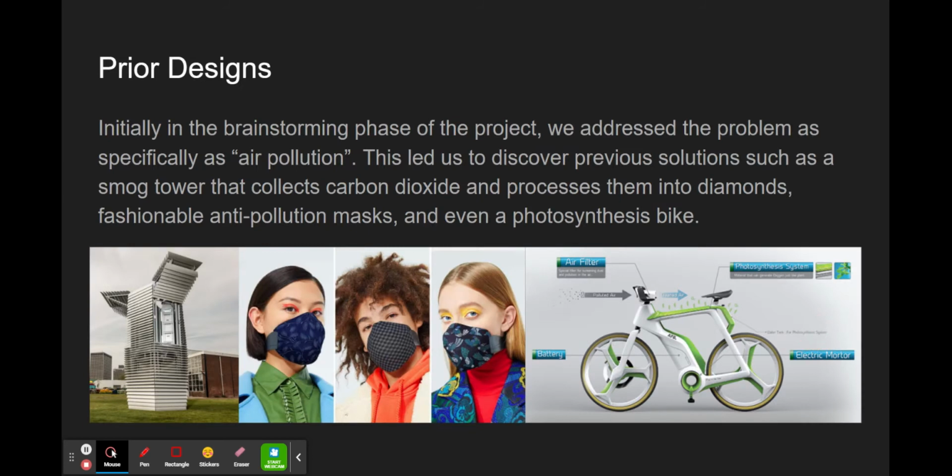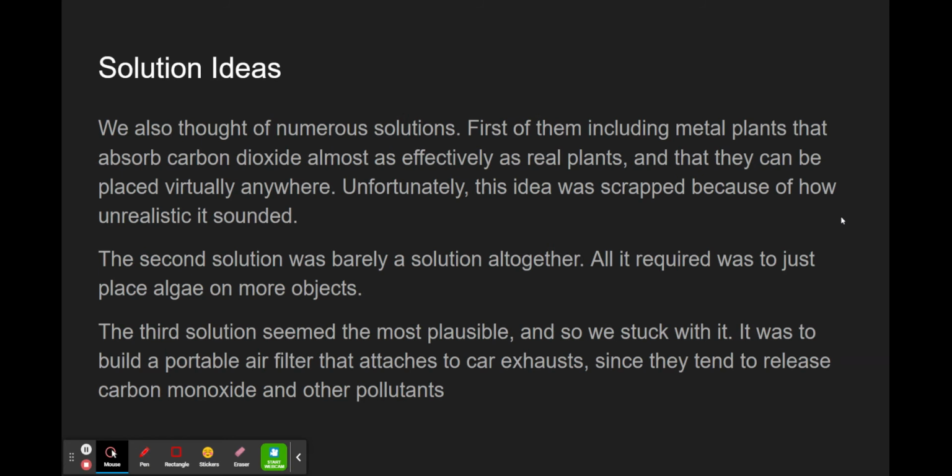Initially, in the brainstorming phase of the project, we addressed the problem as specifically as air pollution. This led us to discover previous solutions such as a smog tower that collects carbon dioxide and processes them into diamonds, fashionable anti-pollution masks, and even a photosynthesis bike. We also thought of numerous solutions, first of them including metal plants that absorb carbon dioxide almost as effectively as real plants and that they could be placed virtually anywhere.